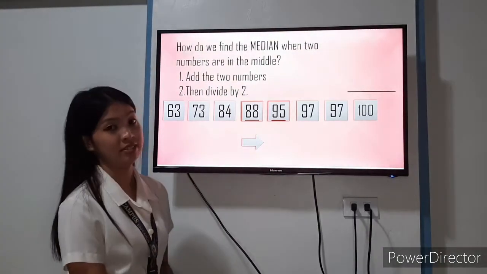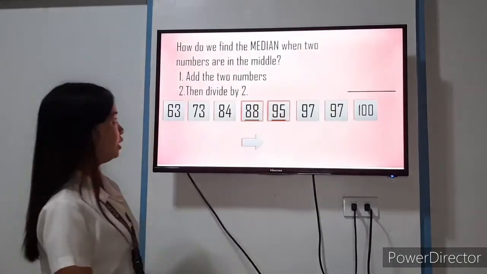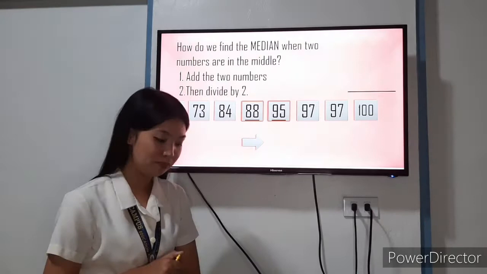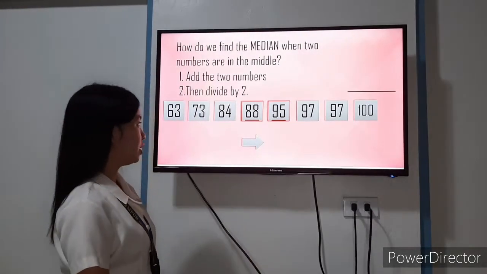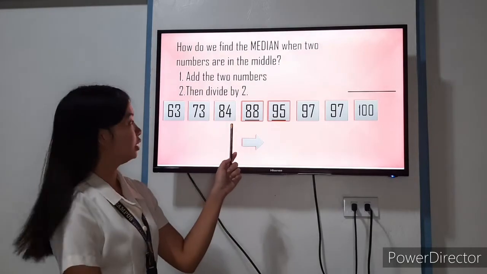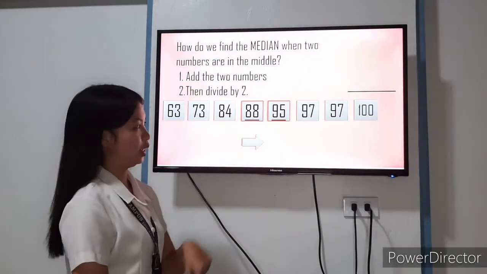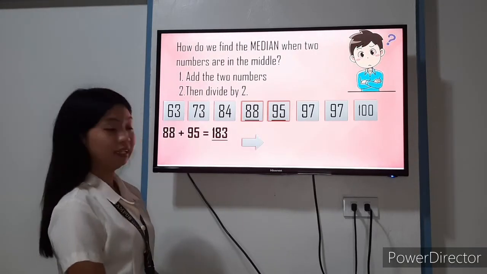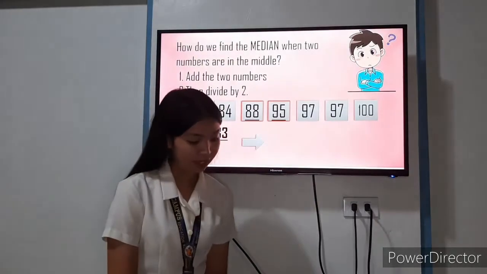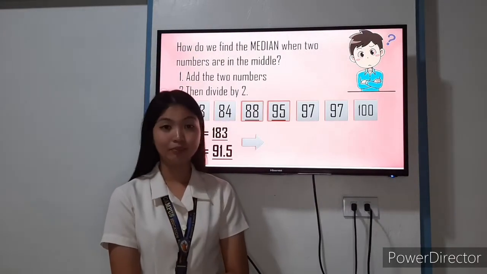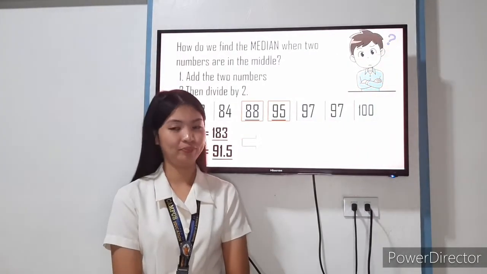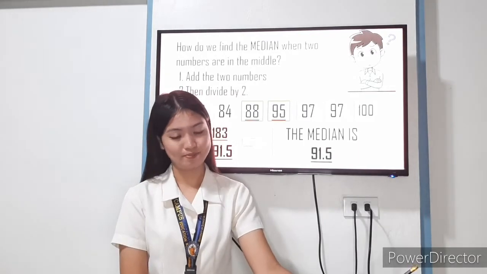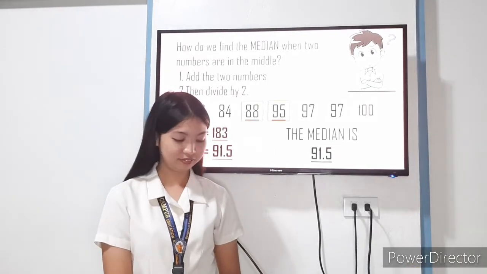Okay, we have here steps on how to calculate. The first one, we need to add the two numbers that fall in the middle. And the next step, we need to divide it by 2. For example, the data that fall in the middle are 88 and 95. We need to get the sum of those two data, which is 88 plus 95 is equal to 183, and divided by 2, which is 91.5. Therefore, the median is 91.5. Okay, clear?